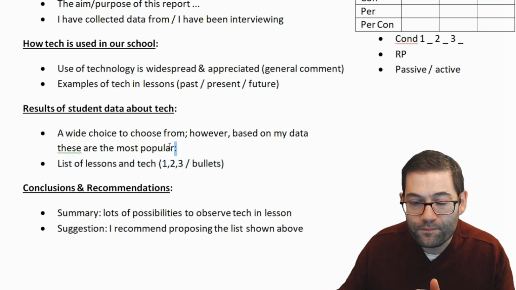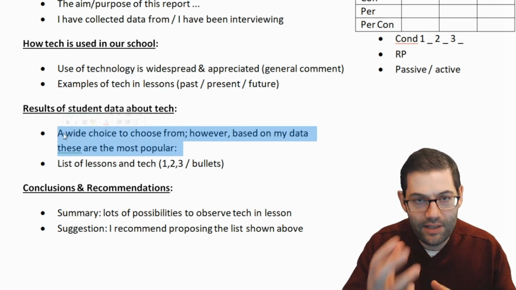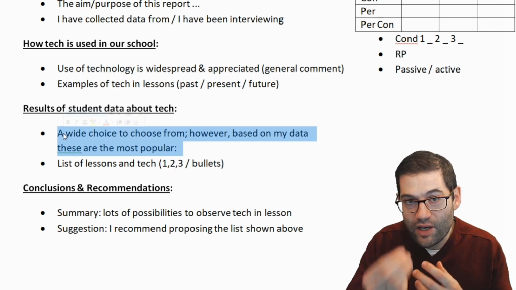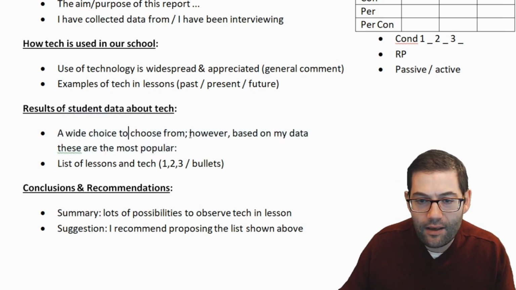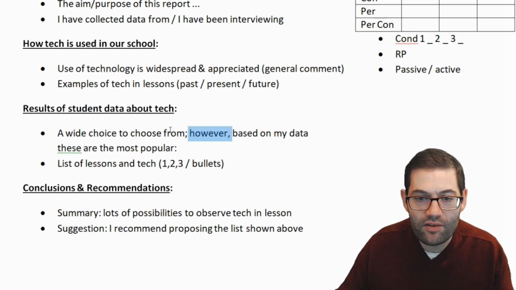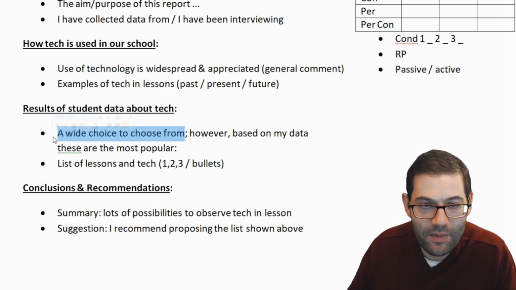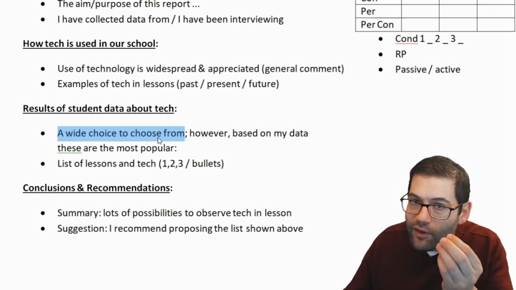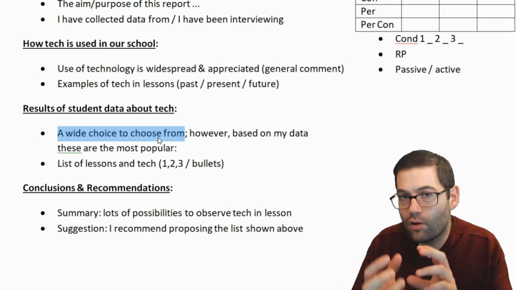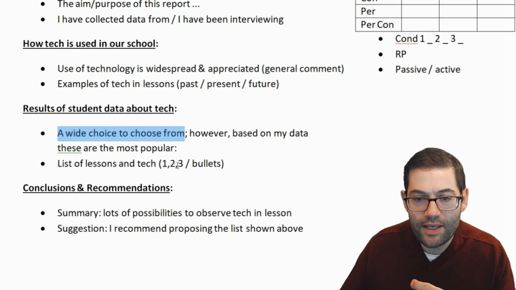You can see here, from my other videos where I go through other writing exercises, I always say if you can create a discussion, then it makes your sentences longer, more complicated, and it gets the reader's interest a little bit more. And here I've created a discussion. I've made up the context that there is a wide choice to choose from. My school is like Silicon Valley in terms of the amount of technology it uses. However, these are the most popular. So there's a discussion, there's a kind of contrast created there, which creates interest for the reader. So that's the thing there.